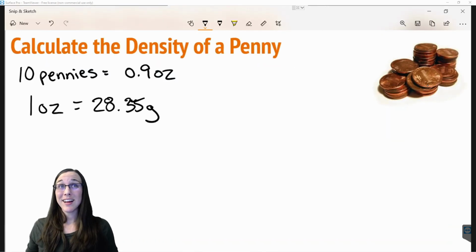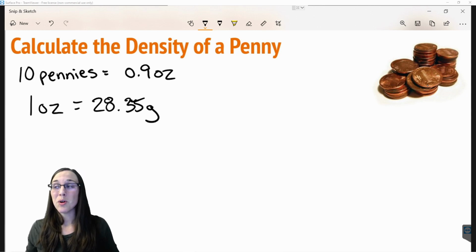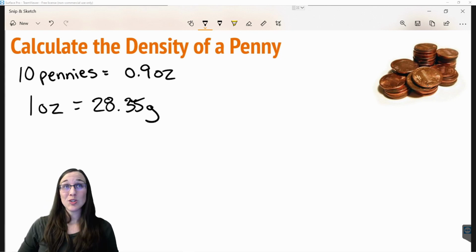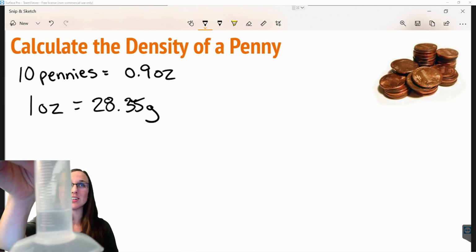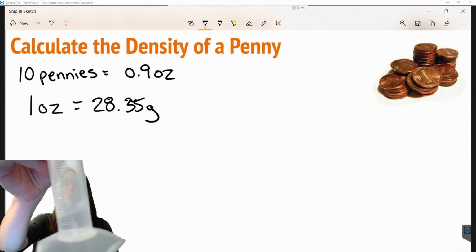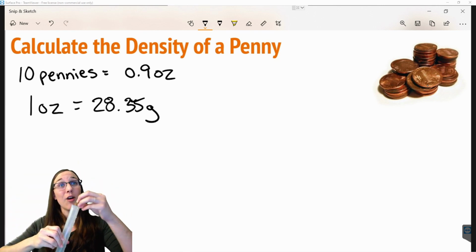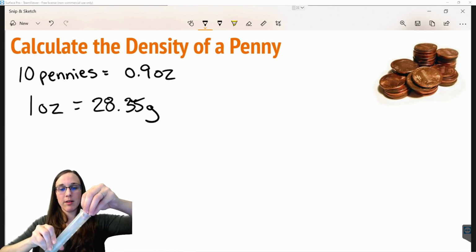Great. Now, the next thing that we need for density is a milliliter value. We need to figure out how much water displacement 10 pennies can do. So the other thing we need is a graduated cylinder to measure the water displacement. I have 10 milliliters of water in this graduated cylinder here, and we're going to just plop in our lovely little pennies and see how far the water goes up from there.